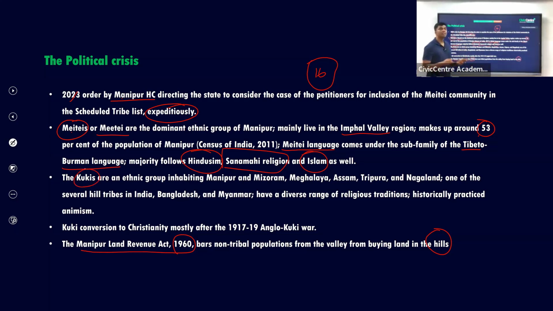Second thing, what about the Kukis? Kukis are not indigenous people of Manipur. But Kukis are present in all northeastern states except Arunachal Pradesh. In Arunachal Pradesh, they are not there. In all other northeastern states, they are there. They are a hill tribe, tribes that usually live in the hills, not just in India. Very importantly, they are found in areas of Bangladesh and Myanmar as well.